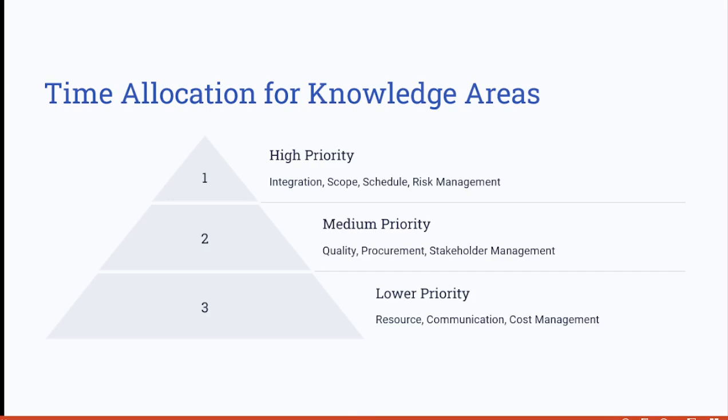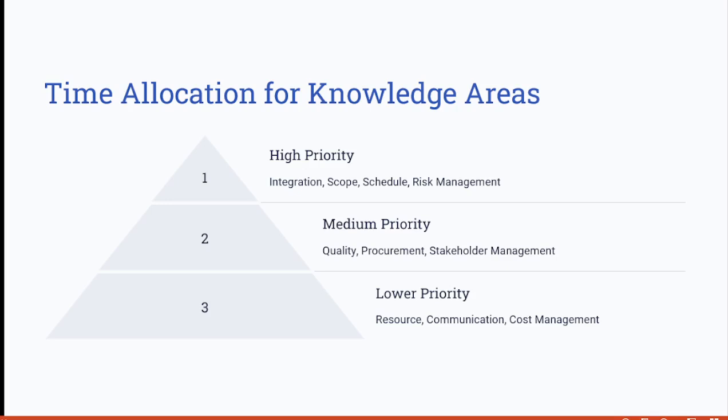But how do you allocate time based on each knowledge area or process group? Not all knowledge areas require the same level of focus. Some areas, such as integration management and risk management, tend to be more complex and require a deeper understanding. So you should prioritize some of these key knowledge areas, such as I mentioned, integration, scope, schedule, and risk management strategies. These carry high exam weightage and require in-depth understanding.